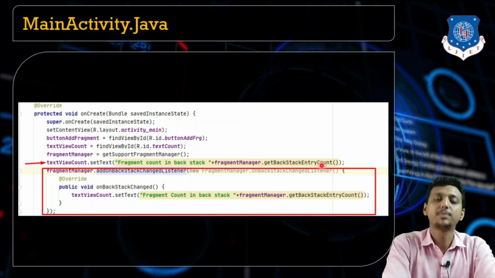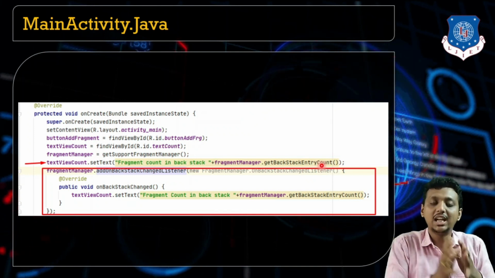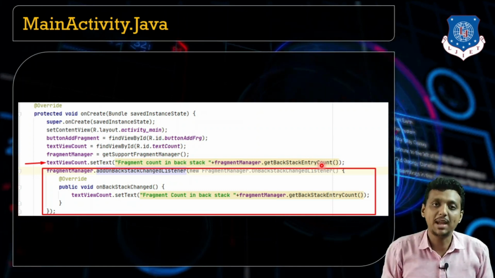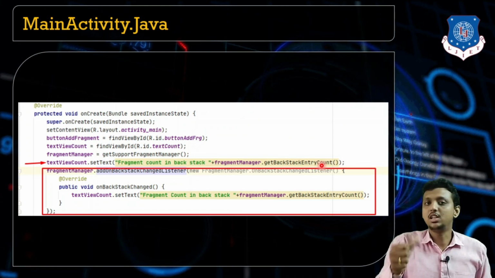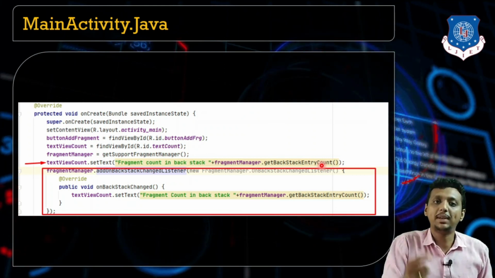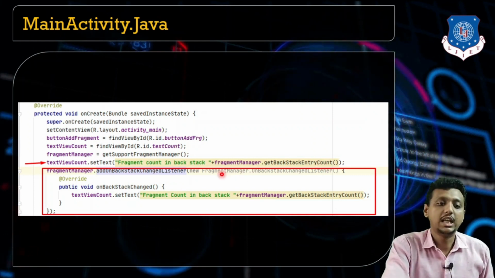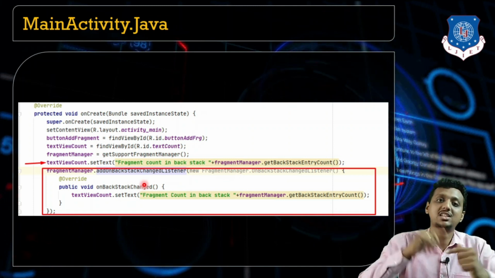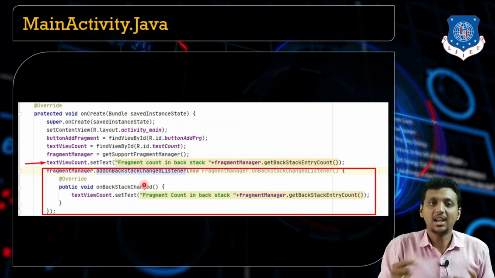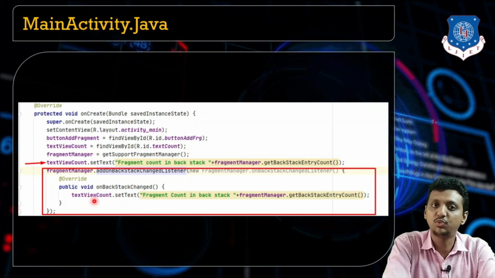backstack entry count. Students, this dot get backstack entry count method gives you the exact count of the fragments in a backstack. In the initial position there is no count, that means it should be 0. So when you try to launch your application, it will show you 0. Correct? Now what about the next one? Next, whenever the backstack changes, it should refresh the count of the backstack. That's why we are going to set the text again in the text view count.